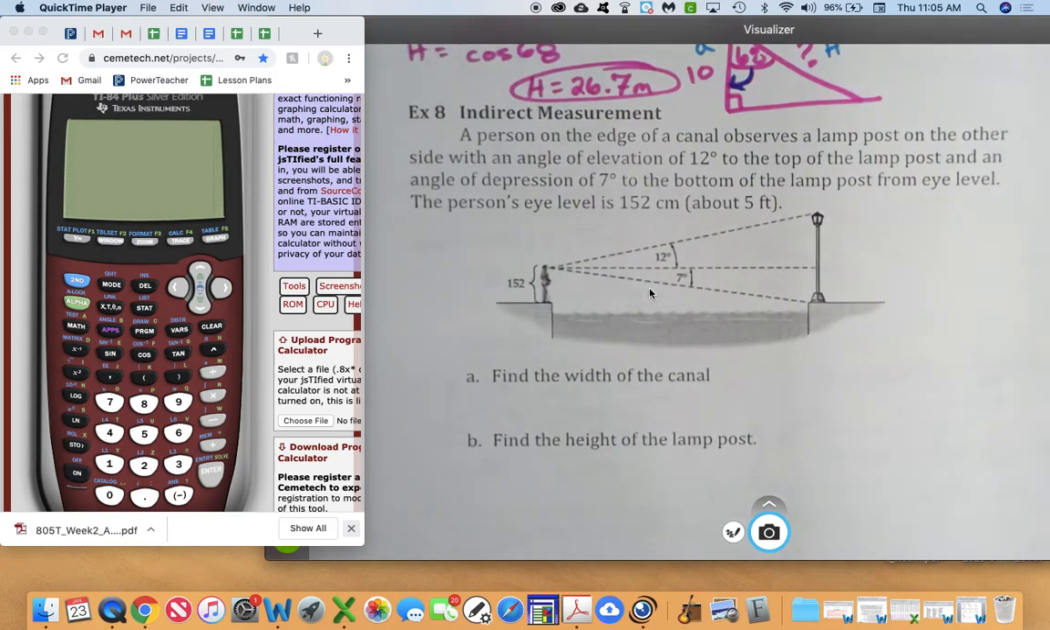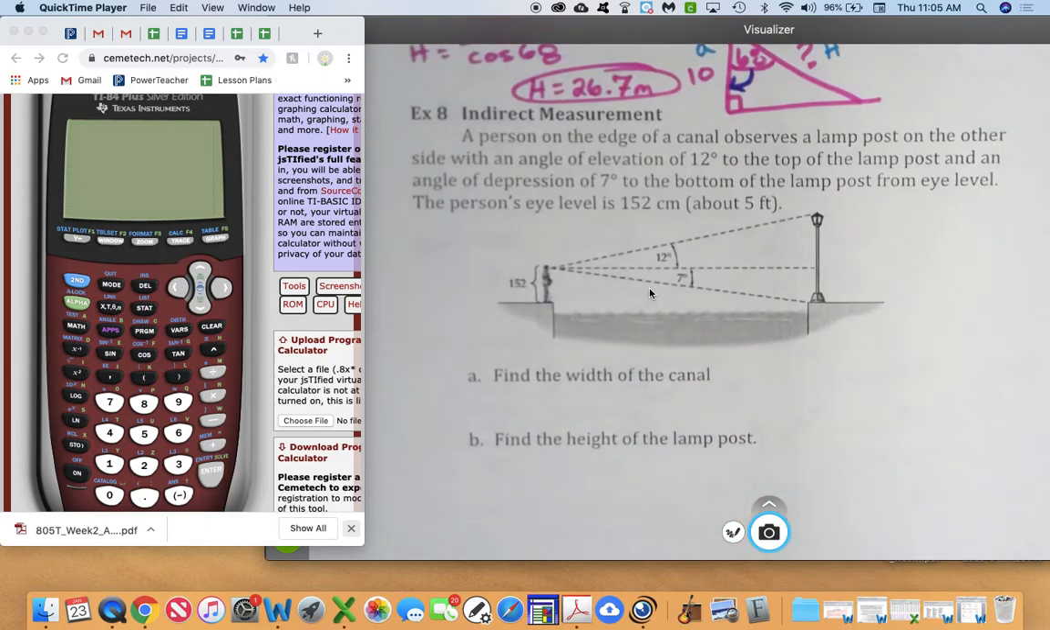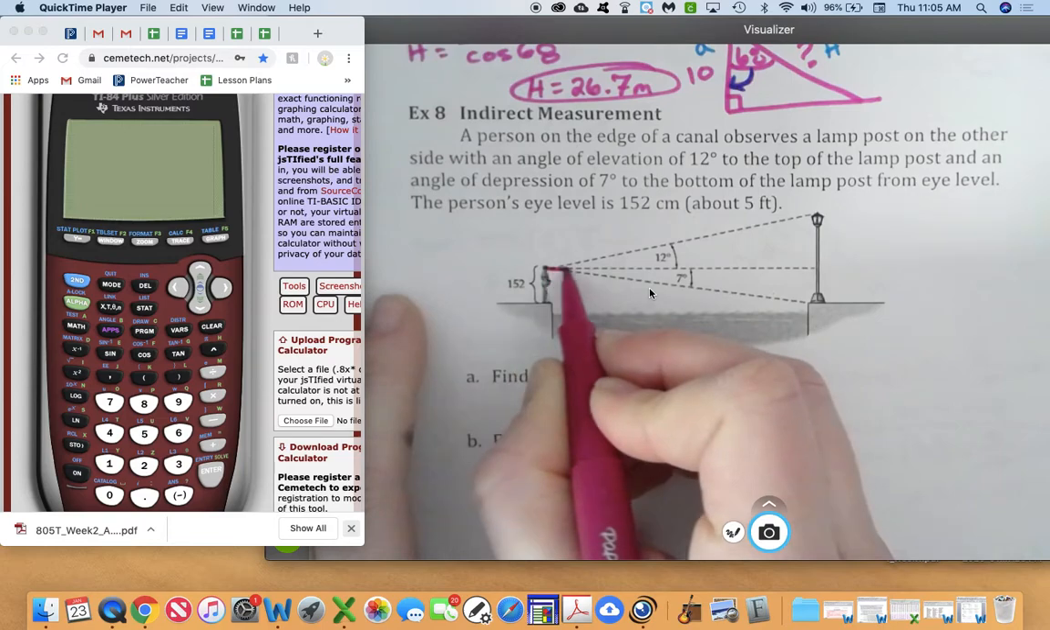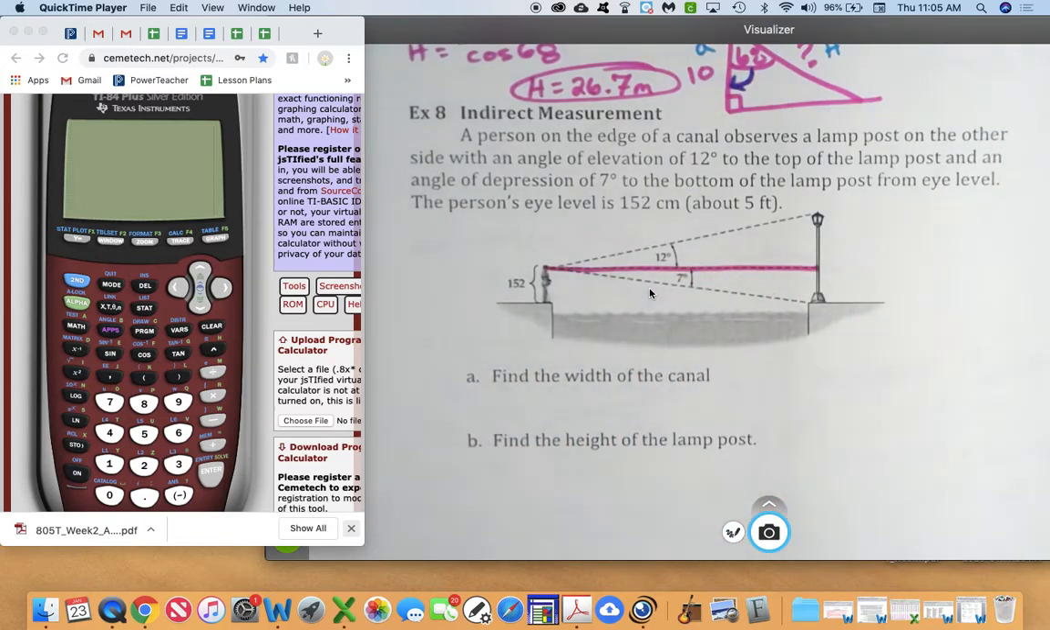What does that mean? They want to know the length from the dude to the pole. So they want to know this length right here. Okay, now which triangle are you going to use to find that? The top triangle or the bottom triangle?